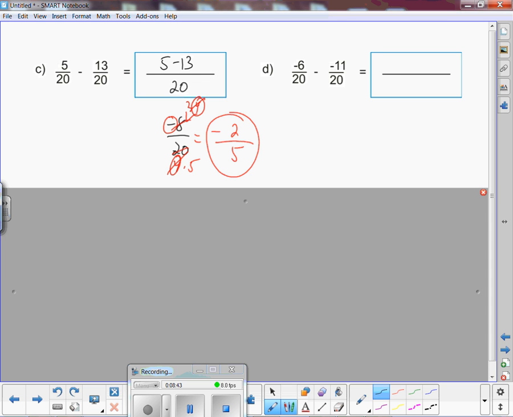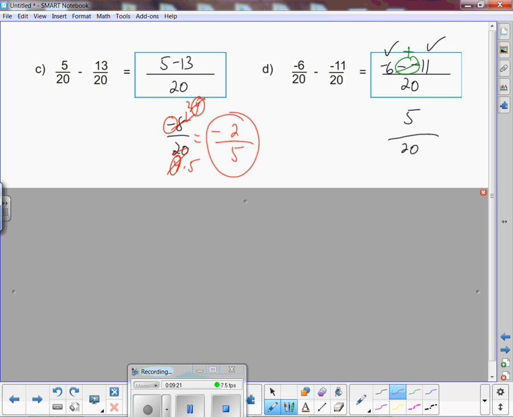All right, look at D. Got a common denominator. Good. I'm ready to add the numerators. Got minus 6. I got the minus sign from right here, right? And then I have a minus 11, right? All over my common denominator of 20. All right. So in this situation, as I look at this now, then I'm going to apply the rule. We already dealt with this situation. Minus a minus is a plus. So what do you have now? I have 6 negatives and 11 positives. Leaves me 5 positives over 20.